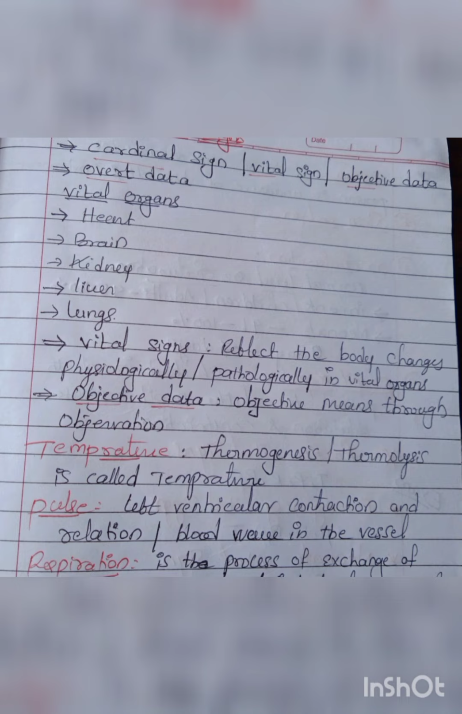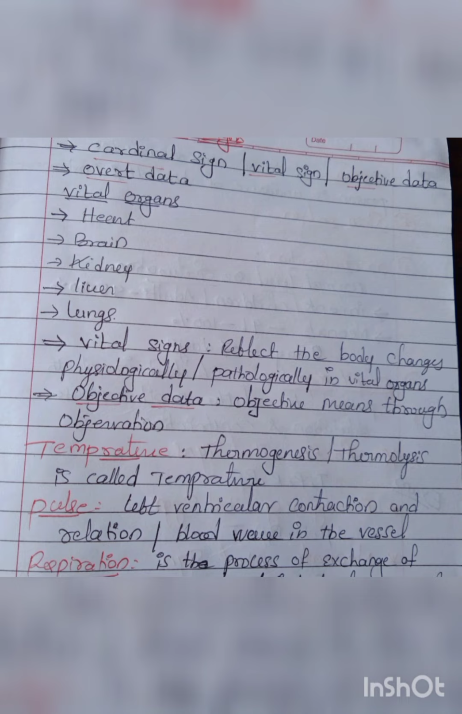Why are vital signs also called objective data? Through observation we are collecting the vital signs. That is the reason vital signs are also called objective data. What are the things that we check in the vital signs? Temperature, pulse, respiration and blood pressure. If anyone asks you what the fifth vital sign is, pain is the fifth vital sign.